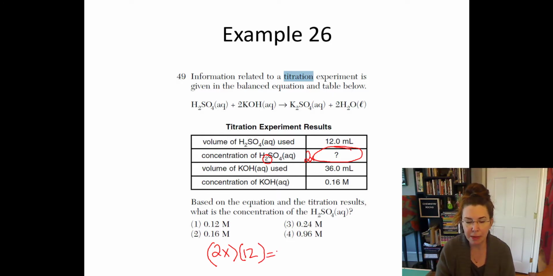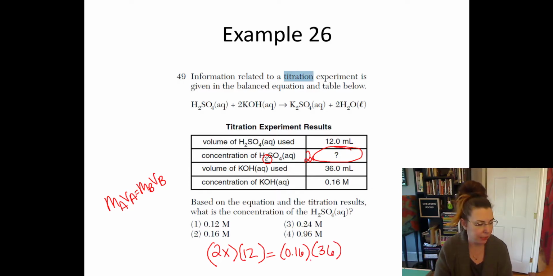And now I'm going to do my side for my base. Remember, we're using MaVa equals MbVb. My molarity of my base is 0.16 molar times 36 milliliters. And when we work that out, that is going to give us a final answer of 0.24 molar.